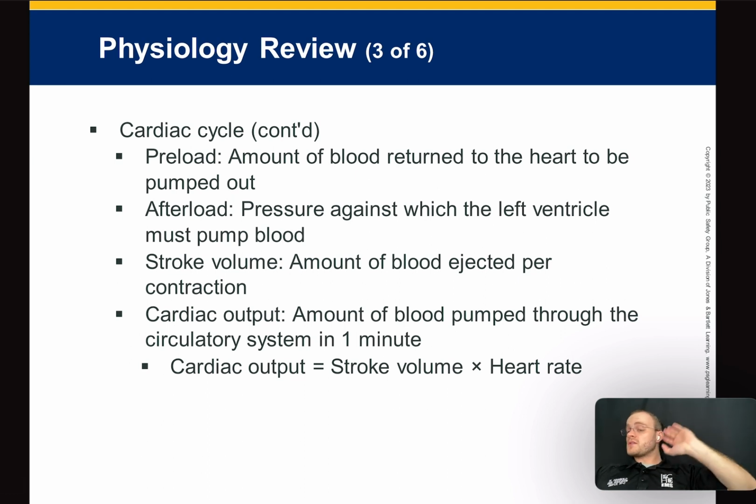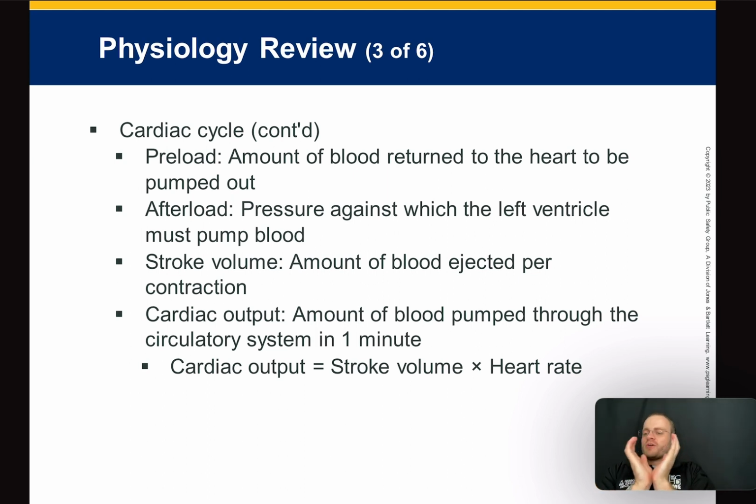Now, we've talked about this a lot, but I can talk about it some more. Notice that we keep talking about it, so you probably need to know it. It's called preload. Remember, preload is the amount of blood that's returned to the heart that's about to be pumped out. So, how do we increase preload? IV fluids is a really common way we do this. How do we decrease preload? A drug called nitroglycerin. I'll explain why. But remember, as the ventricle is loading up, it's filling up during diastole.